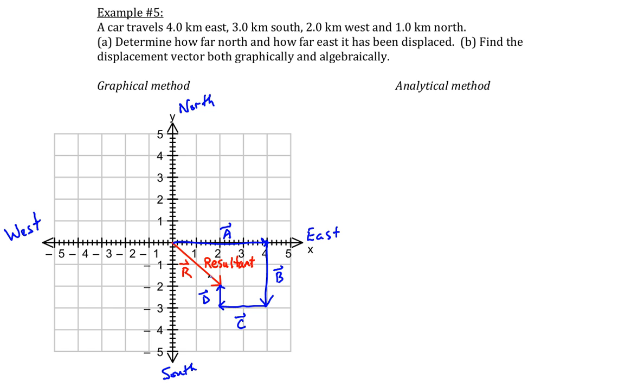Now, if you were to simply add up the numbers 4 plus 3 plus 2 plus 1, that would not be the length of the resultant. That would be giving you what is known as the distance that you actually traveled.